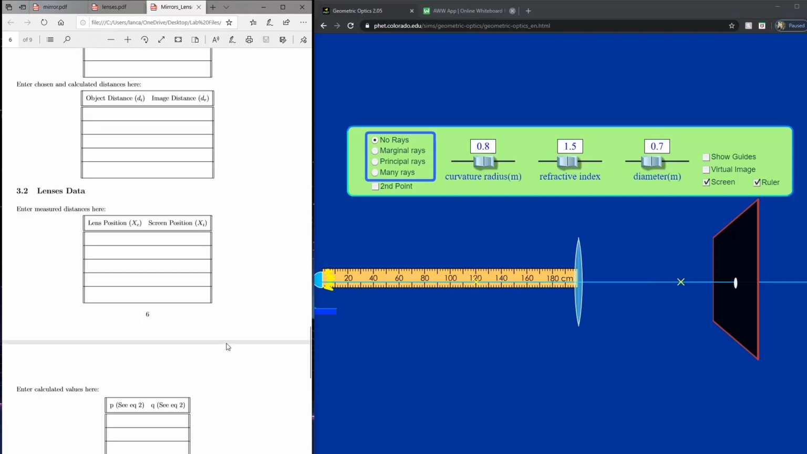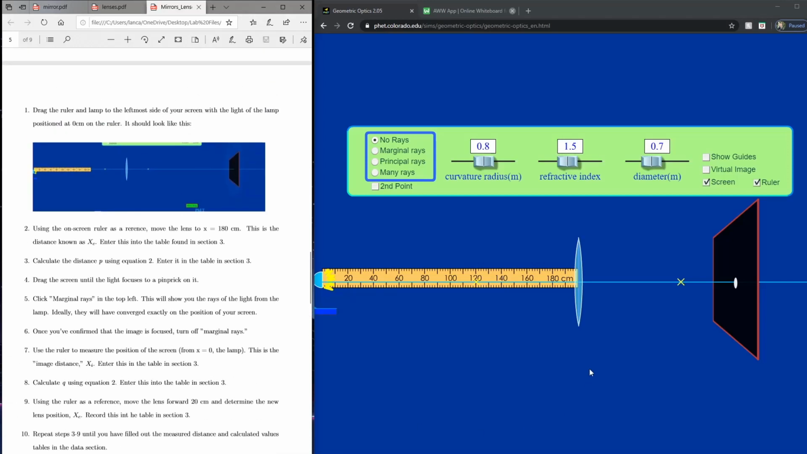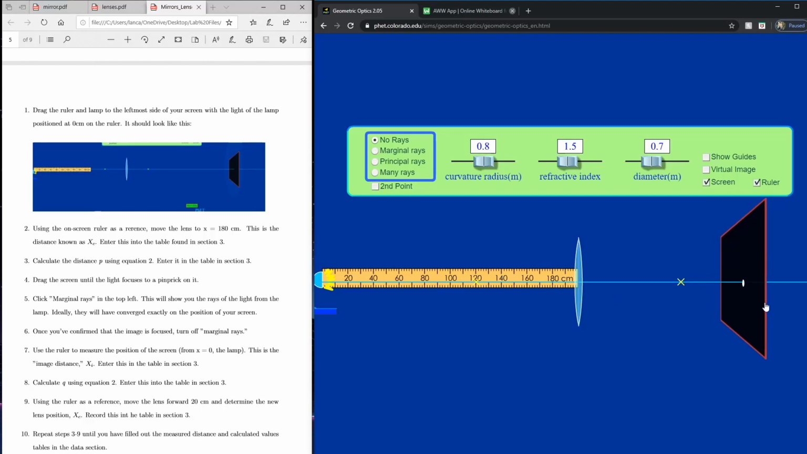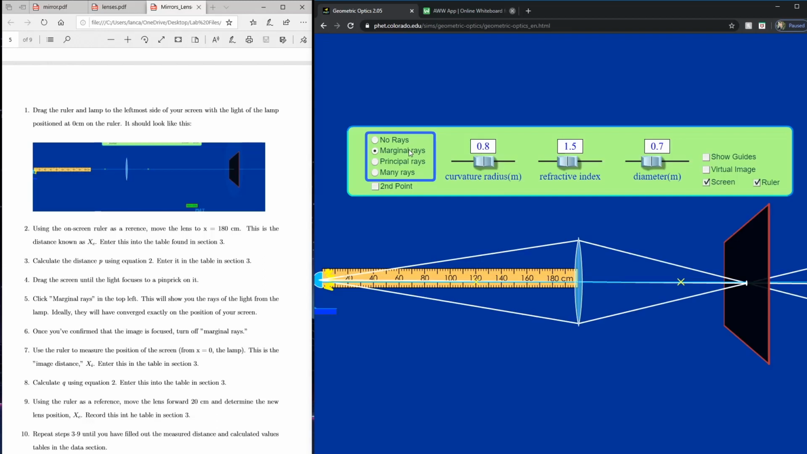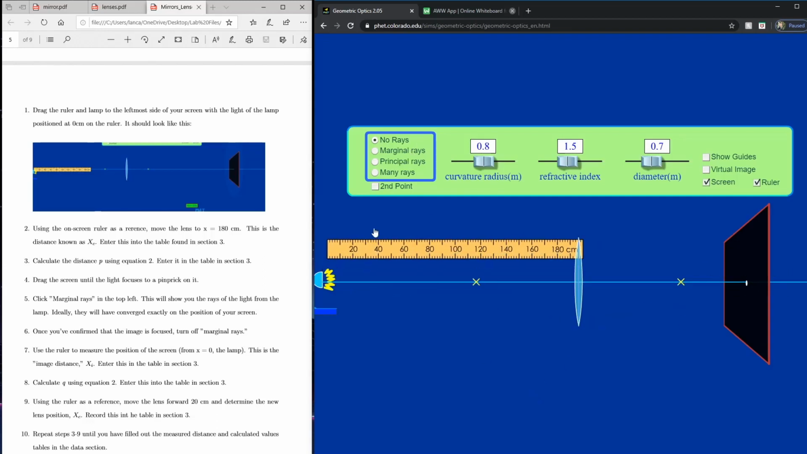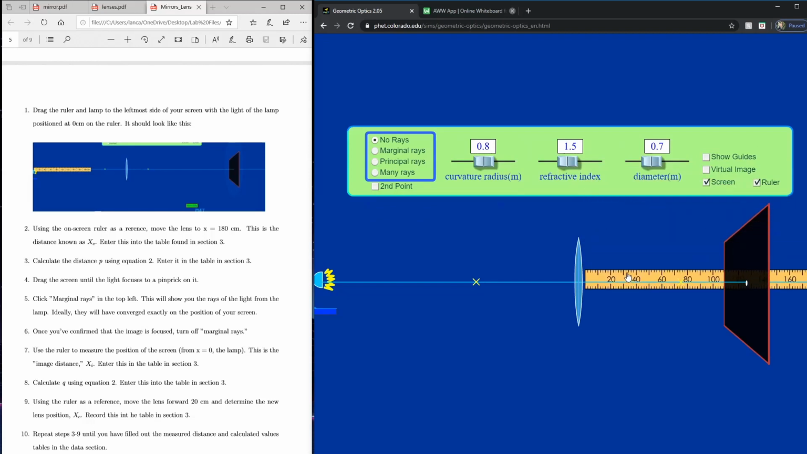So we're going to do that 4 more times. I will kind of speed through it, but hopefully you should be able to pick up the data as we go. Okay, so we know that the lens is now at 200 centimeters, so that's x sub c. We're going to move the screen until the image focuses yet again. There we go, and just check that it's correct with marginal rays. Awesome. Looks good.